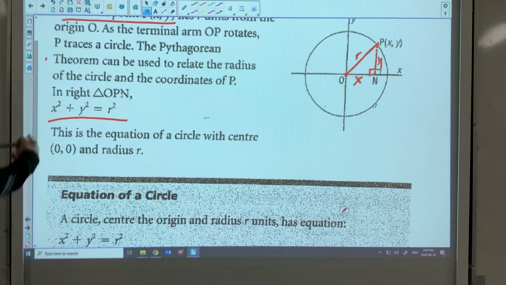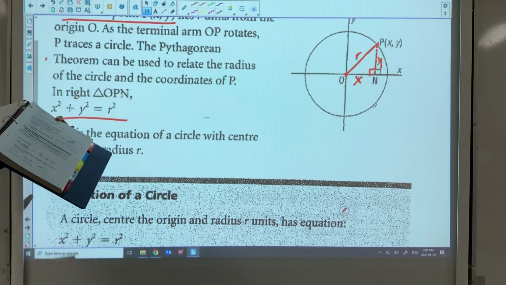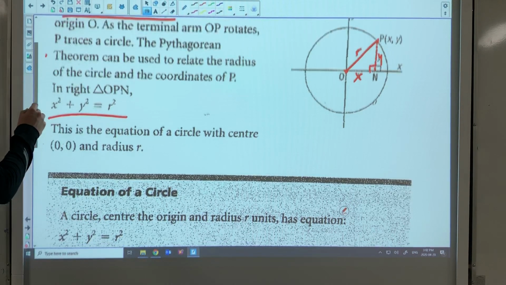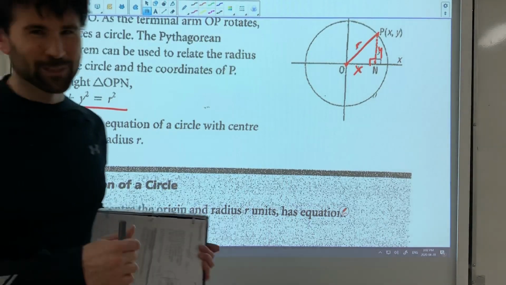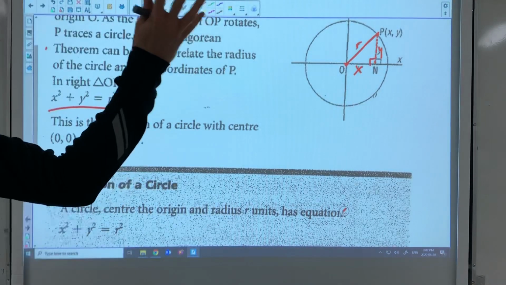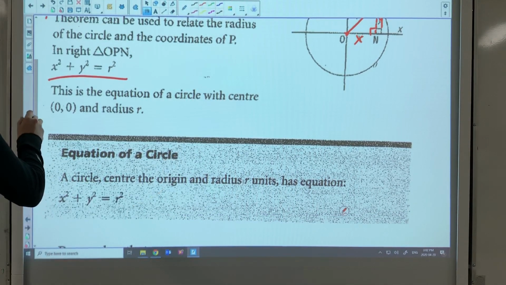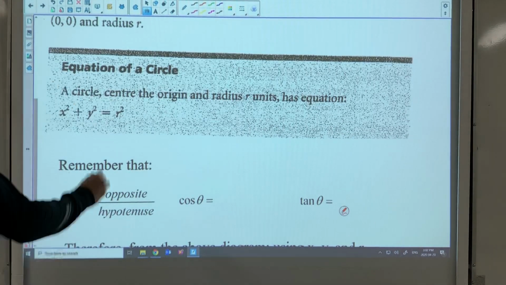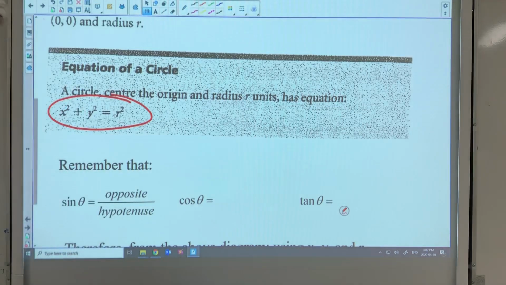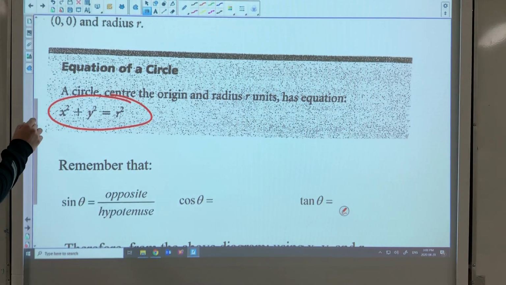So this was also the formula that describes the equation of a circle. We don't do it anymore in grade 12 pre-calc, but we did when I was in school, because I'm 1,000 years old. All right, this is the equation of a circle. Perfect. So there it is. Pythagorean theorem in the unit circle is the equation of a circle. A couple of things to remember.